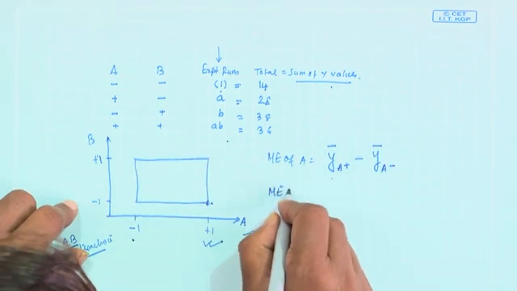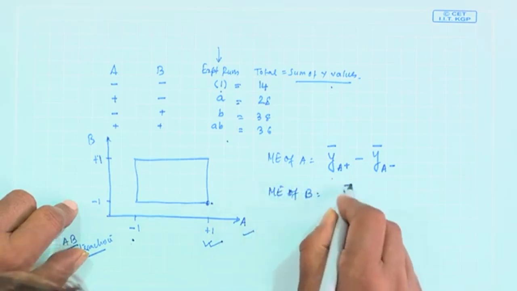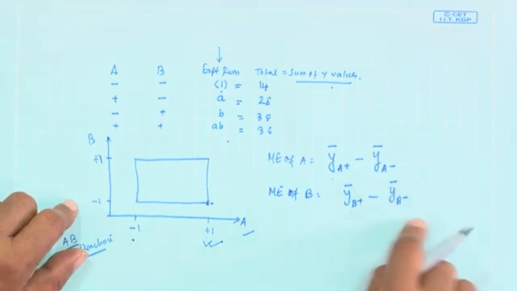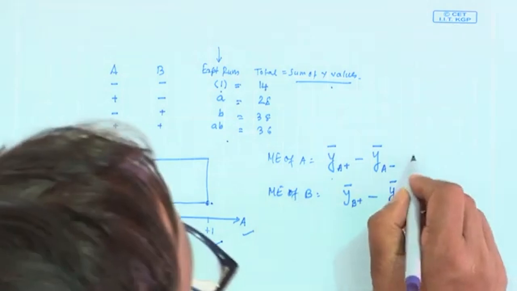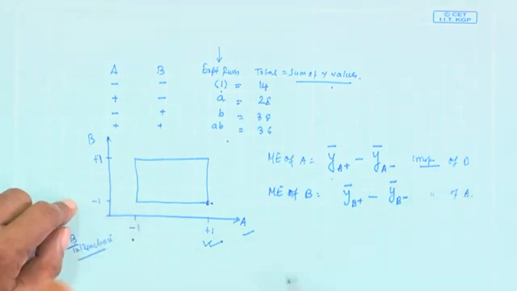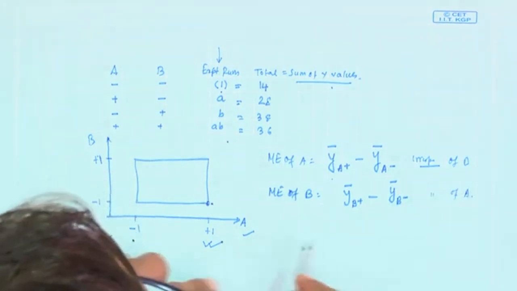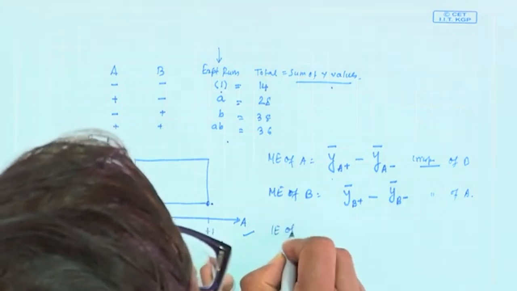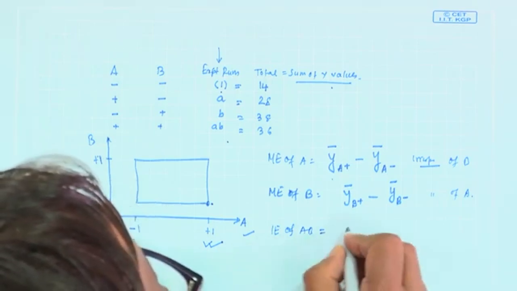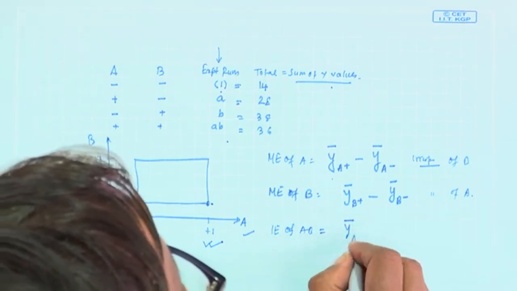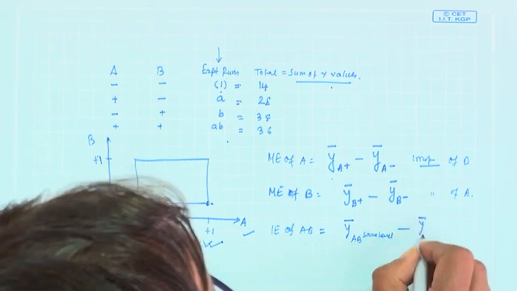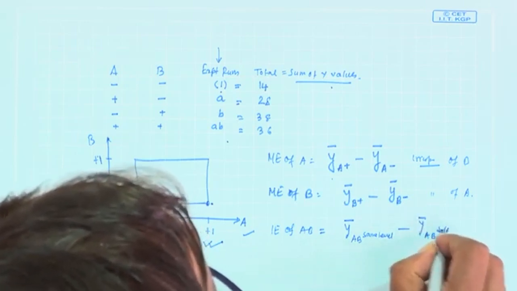Similarly, the mean effect of B will be the same thing, y bar B high minus y bar B low. This plus and minus is for high and low. Here irrespective of B, and here irrespective of A. Then what will be the interaction effect AB? That will be the y bar AB same level minus y bar AB different level.